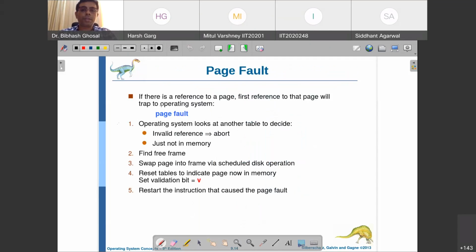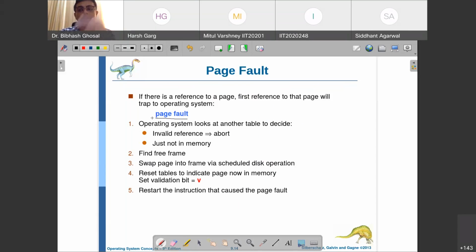So the overall summary is, if there is a reference to a page, the first reference to the page will trap to the operating system. That means it will generate an interrupt or a trap mentioning that the page is not there. So you applied this logical address to the memory management unit. The memory management unit looked up the page table and found that the valid bit is invalid. Immediately when the bit becomes invalid, it sends an interrupt to the operating system. There's a page fault.